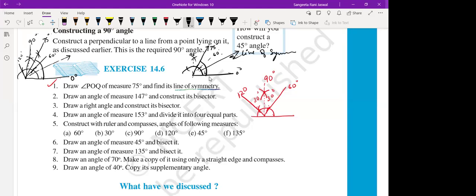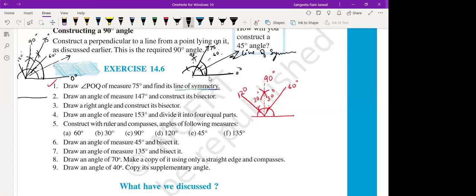So now you can try the next question. Those who have done can move to the next question. Draw an angle of measure 147 and construct its bisector. Now see, 147 you cannot construct with your compass. Even if you take angle bisectors, you cannot get 147. So 147 angle you will take with your protractor. Okay? So you know how to use a protractor?